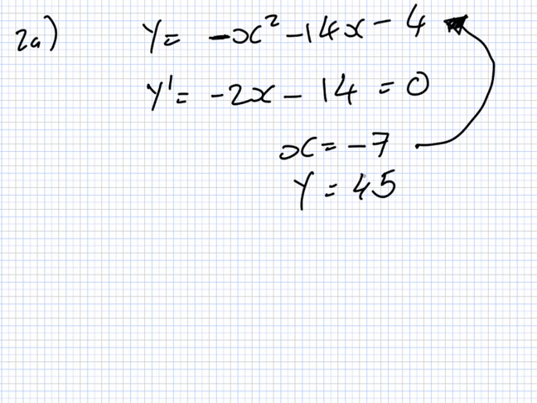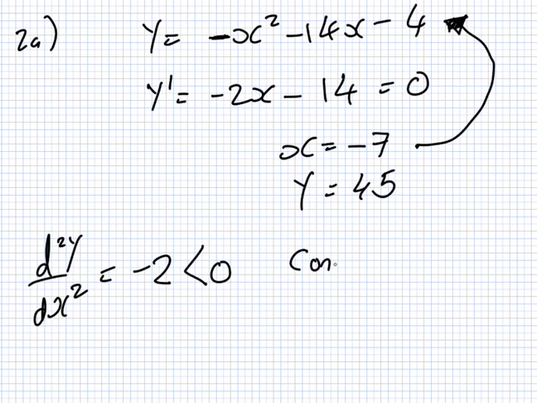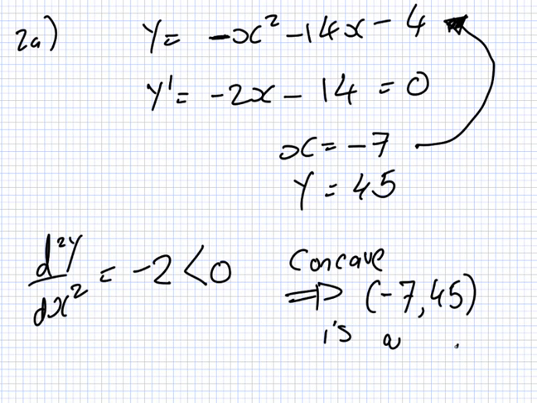Now we need to know if it's a max or a min, but we kind of already know the answer because what shape is minus x squared? Concave. Concave, so it should be a max or min? Max. But we still in the exam need to prove this. So the second derivative is equal to minus 2. Minus 2 is less than 0. It's a negative number. This means it is a concave shape. Therefore, minus 7, 45 is a max.